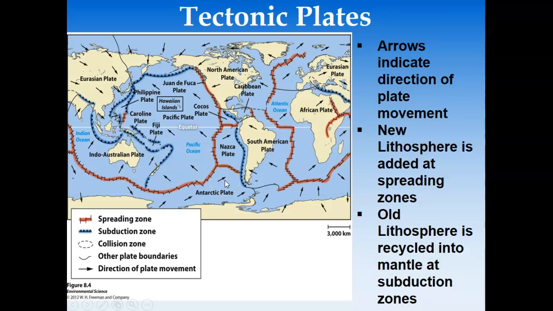Where you have, like I said earlier, oceanic plates and continental plates meeting, you have an area of subduction, and where you have two continental plates meeting, you have mountain ranges or volcanoes forming.